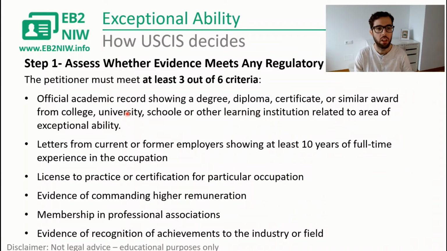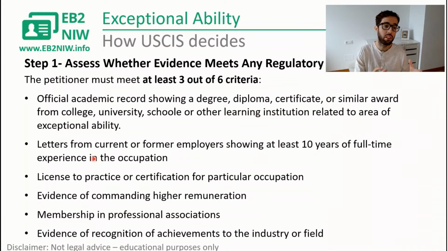One criteria is that you have an academic record showing a degree, diploma, certificate, or similar award from a college, university, school, or other learning institution. There's a typo here for school. So in your area of exceptional ability, that's important. It cannot be in something completely different. In your area of endeavor, you have to show some sort of diploma. Let's call it that way. It doesn't say advanced diploma, it has to be something from a learning institution. But this is just one of the 6. You don't have to meet that one. You can meet 3 of the others.